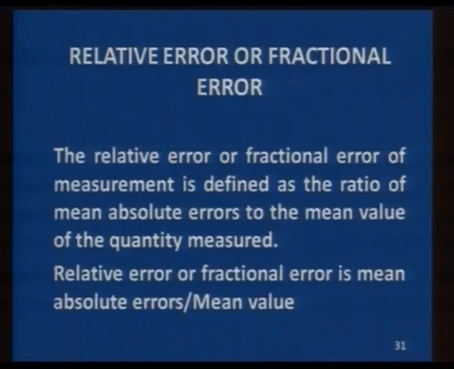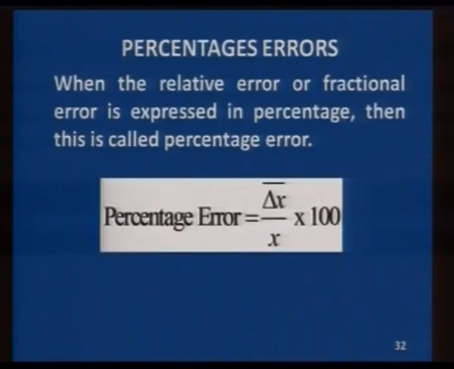The relative error or the fractional error of measurement is defined as the ratio of mean absolute error to the mean value of the quantity measured. Relative error or fractional error is the mean absolute error divided by the mean value. Similarly, we can define the percentage error. When relative error or fractional error is expressed in percentage, then it is called percentage error, or relative error we can multiply by 100 to express it in the form of percentage error. So, relative error and percentage error are more significant as compared to the absolute error.